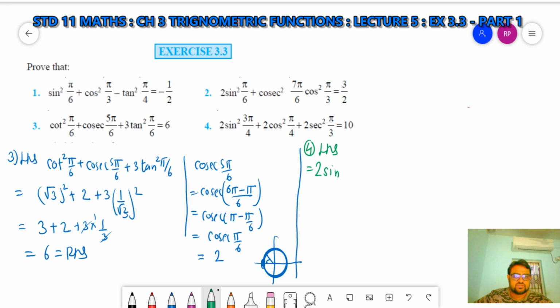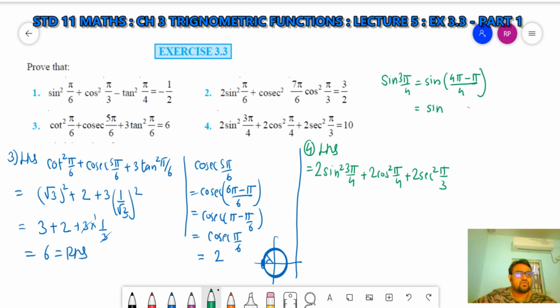Now let's see the fourth one. Two sine square 3 pi by 4 plus 2 cos square pi by 4 plus 2 sec square pi by 3. Clear? So first I need to find out sine 3 pi by 4. Sine 3 pi by 4 is equal to sine of 4 pi minus pi, right? 4 ones are 4, so I'll separate it: 4 pi by 4, the 4s get cancelled, minus pi by 4.